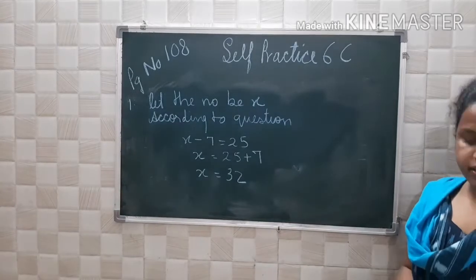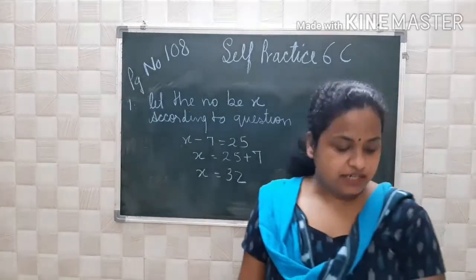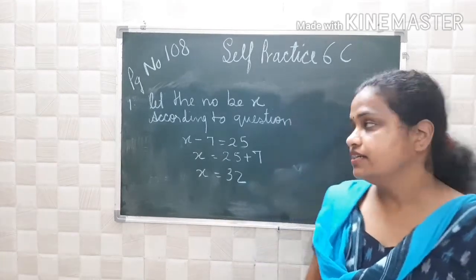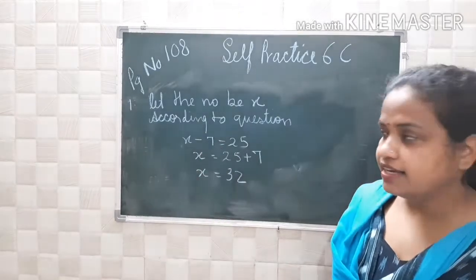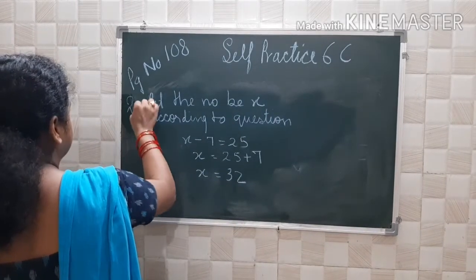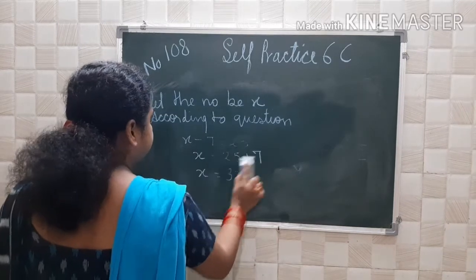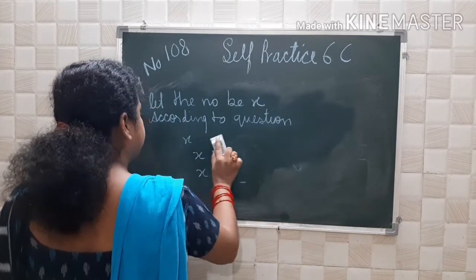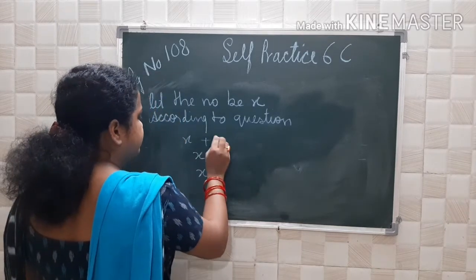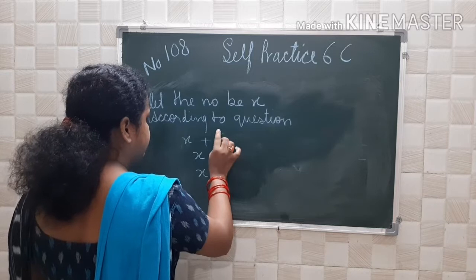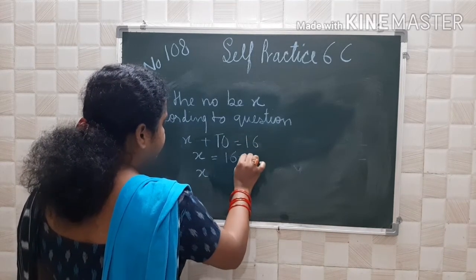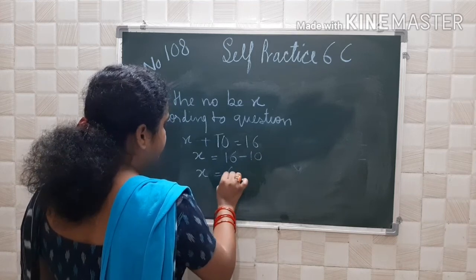Now see the second question. The number increased by 10 is 16. Here decrease was there, so I used the minus sign, and now it is increased by 10. So a number increased by 10 means x plus 10 is equal to 16. X is equal to 16 minus 10. X is equal to 6.